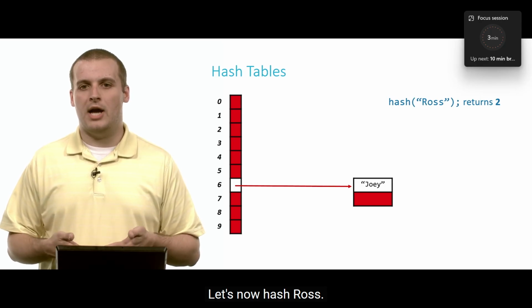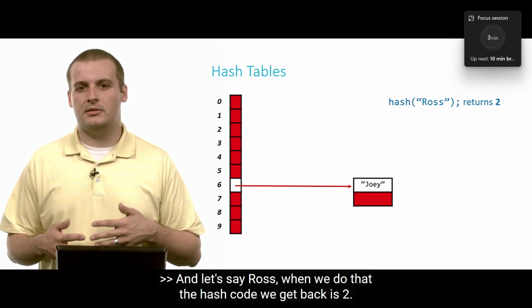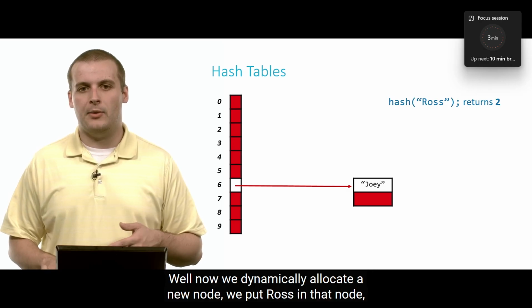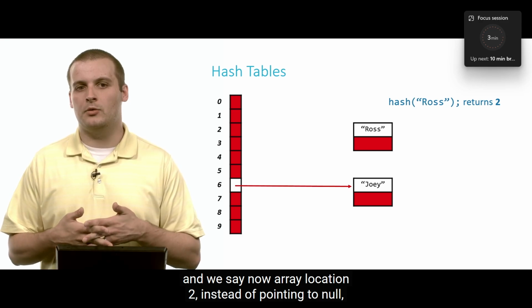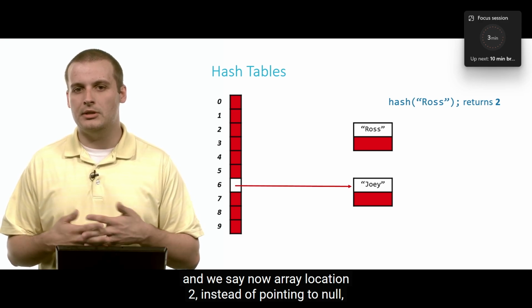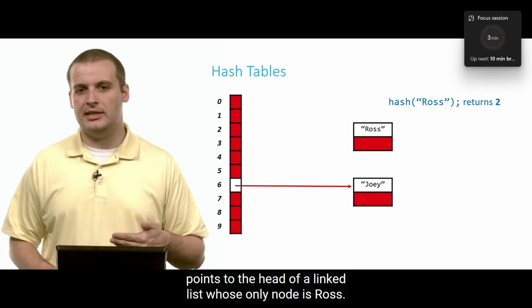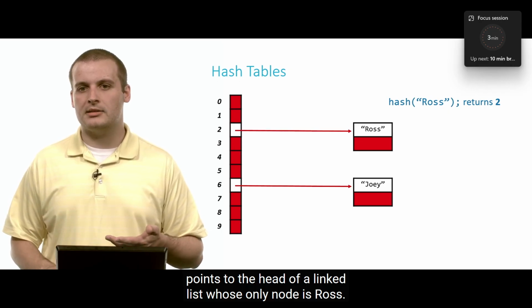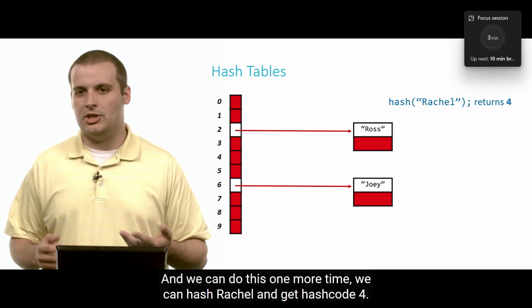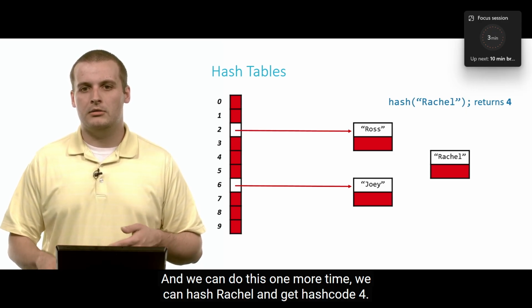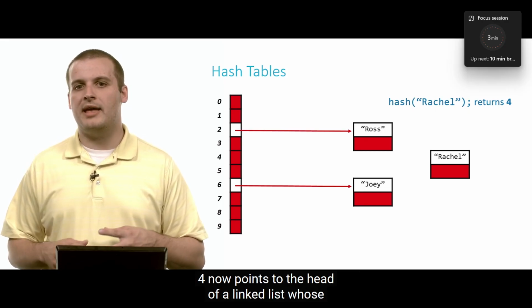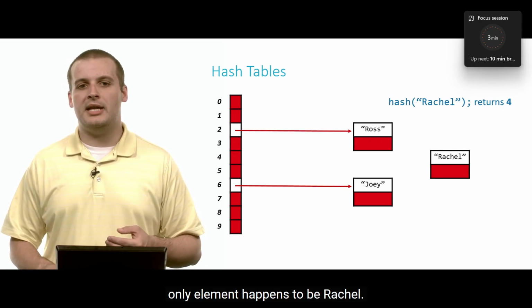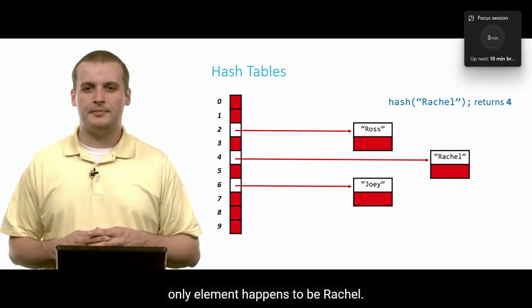Let's now hash Ross, and let's say Ross, when we do that, the hash code we get back is 2. Well, now we dynamically allocate a new node. We put Ross in that node, and we say now array location 2, instead of pointing to null, points to the head of a linked list whose only node is Ross. And we can do this one more time. We can hash Rachel and get hash code 4. Malloc a new node, put Rachel in the node, and say array location 4 now points to the head of a linked list whose only element happens to be Rachel.